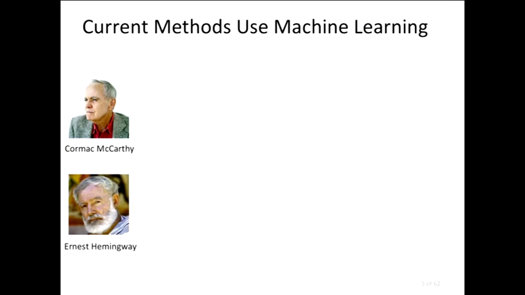So let's go back to stylometry, and let me give a short tutorial on how it works. Basically, stylometry methods that are used today use machine learning. So say you have two authors, Cormac McCarthy and Ernest Hemingway.